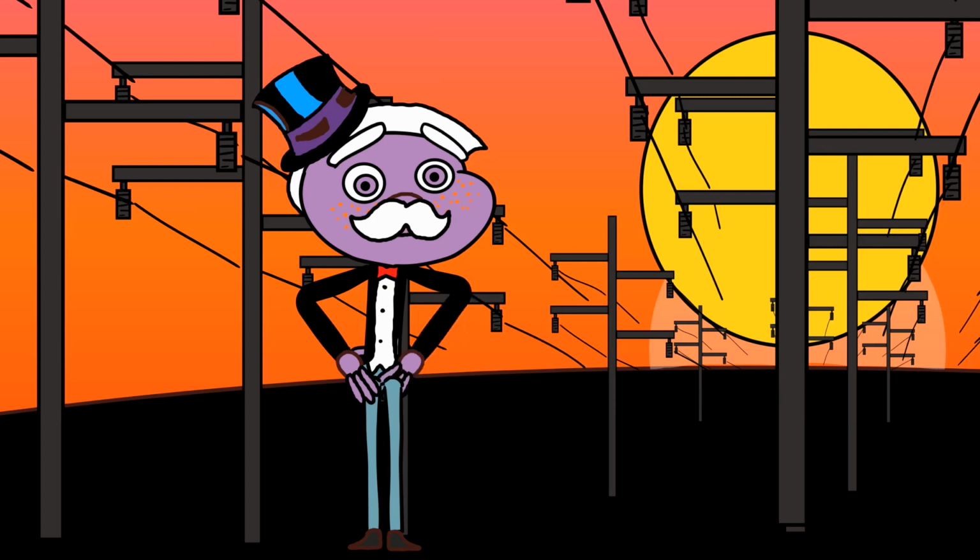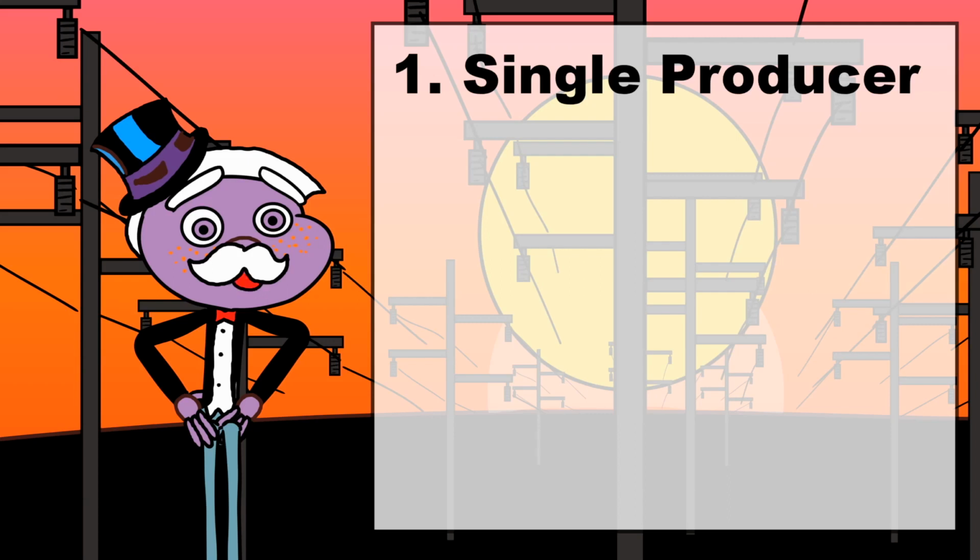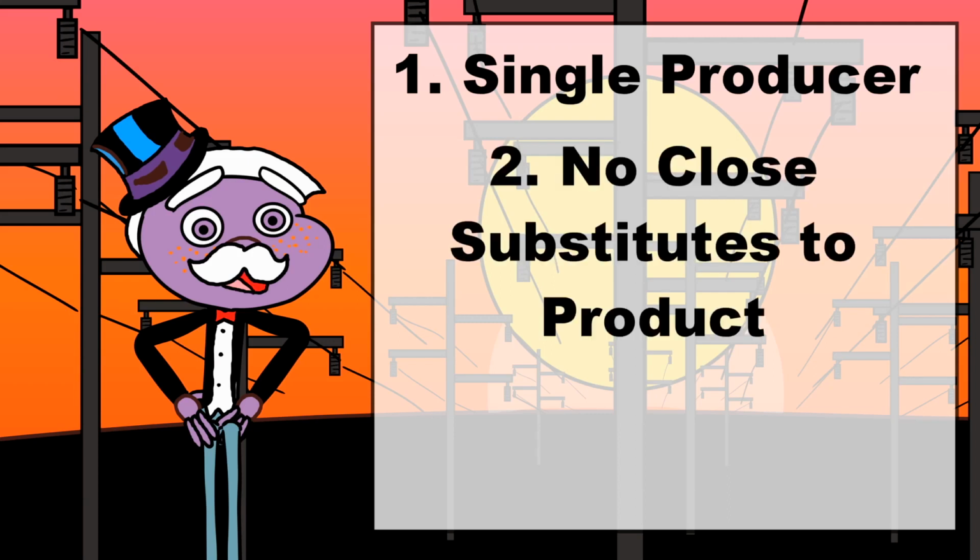Well, hello again. So, here we are at the next market type, monopoly. Like perfect competition, I'll begin with the general characteristics. First, there's a single producer. That means that there's only one company producing the product. Second, no close substitutes to product. That means, essentially, that there isn't really anything comparable to the product on the market.